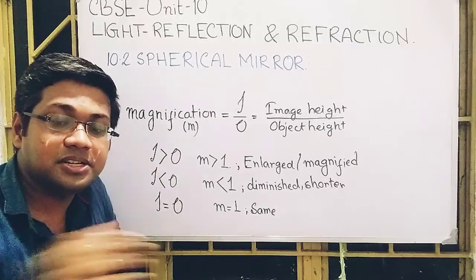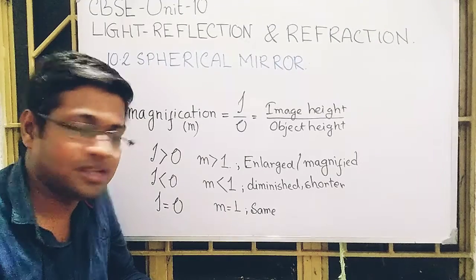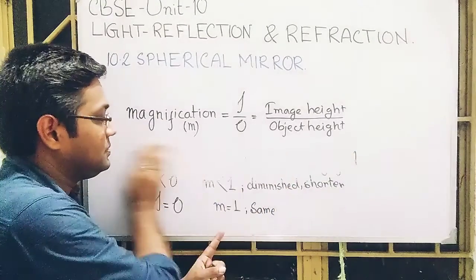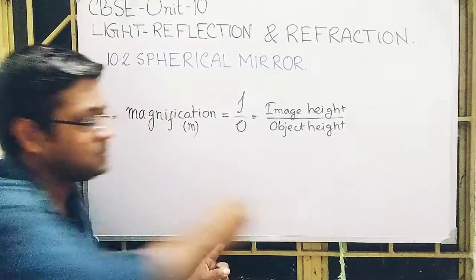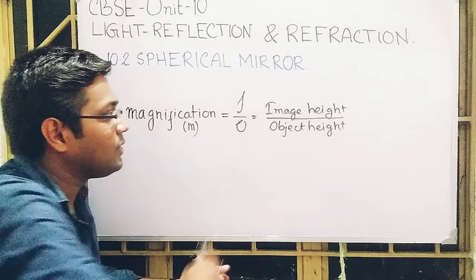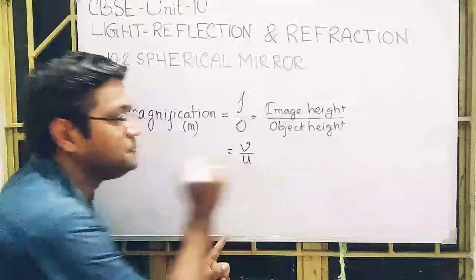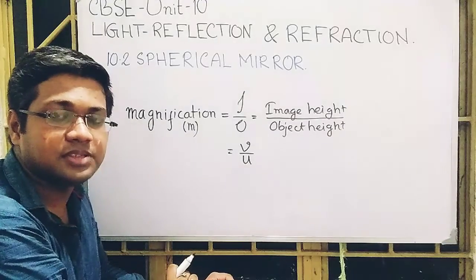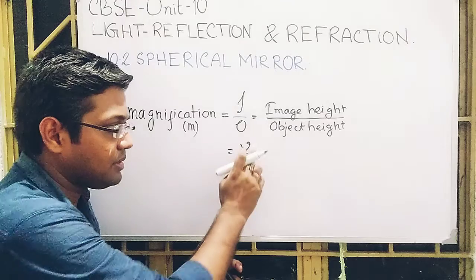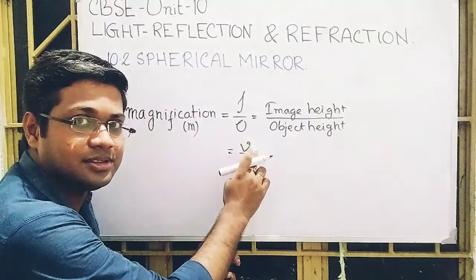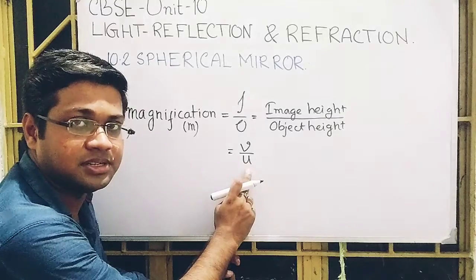But the magnification can be defined in another way also. And what is that? It is also defined as V by U, image distance divided by object distance.